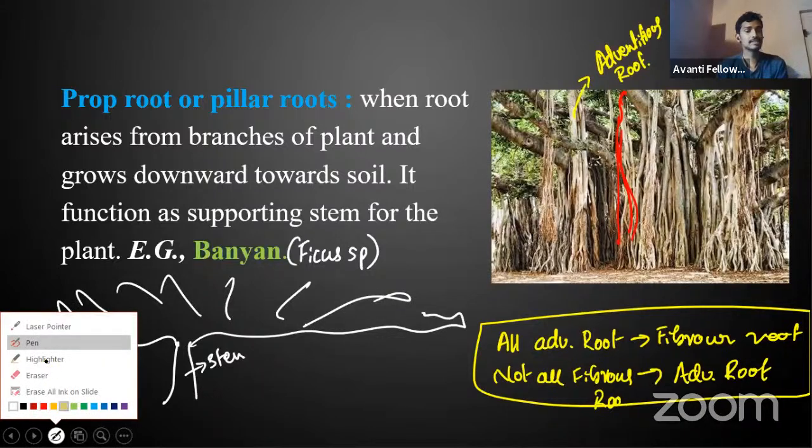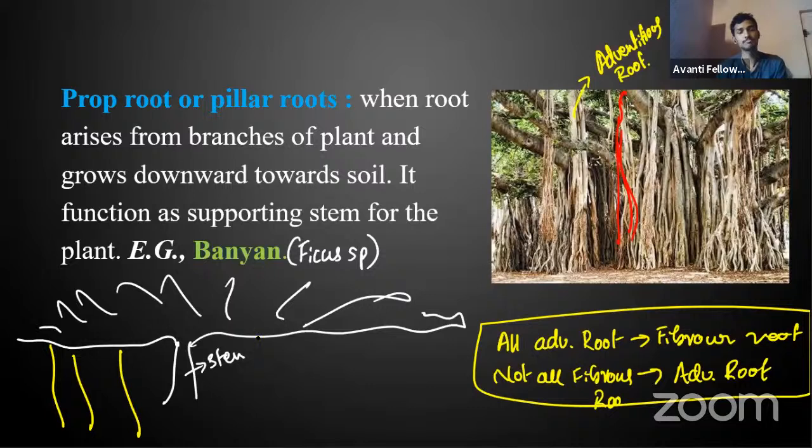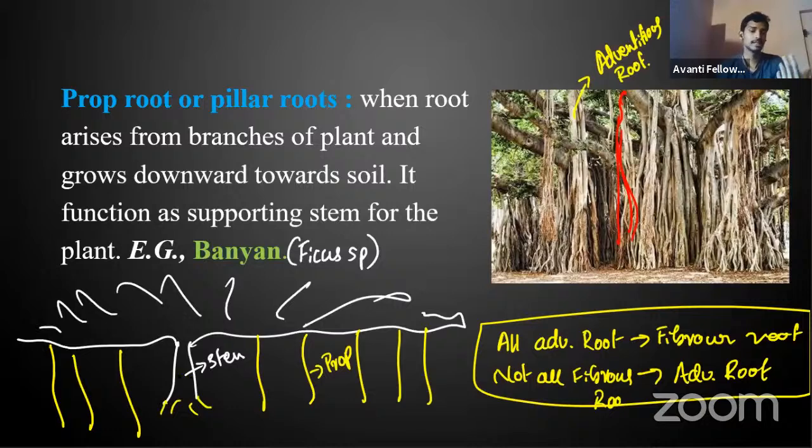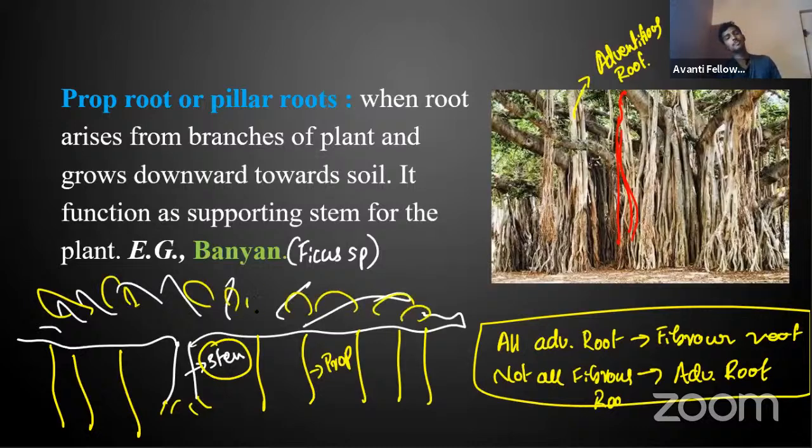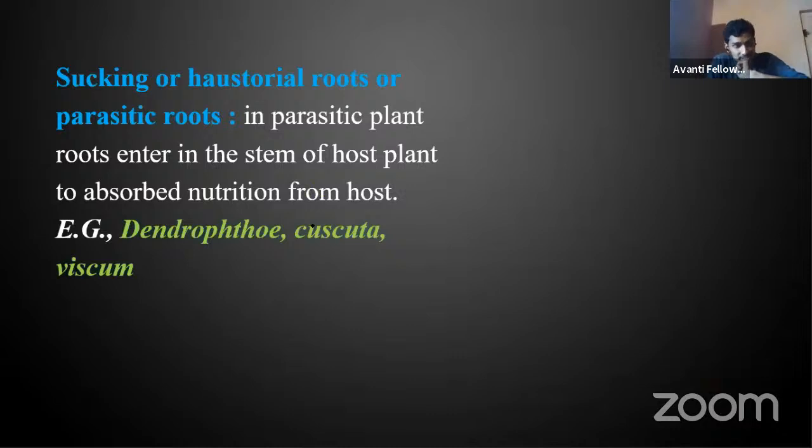All of these branches are supported by these prop roots. If there are no prop roots, this branch will fall off, right? But because of this prop root, this particular banyan tree is surviving. The major stem is this one only, but the prop roots are helping the plant to grow big. So that's the prop root or the pillar root. We call it a pillar because it acts like a pillar to the building, exactly a pillar to the plant, right? That's why.